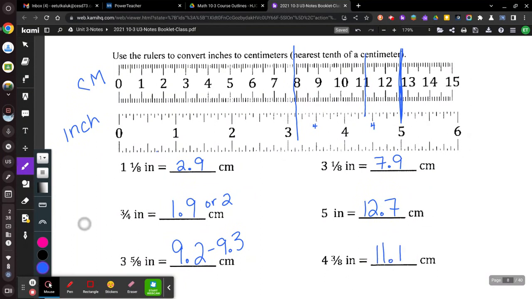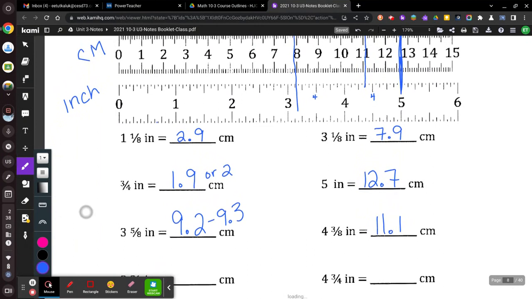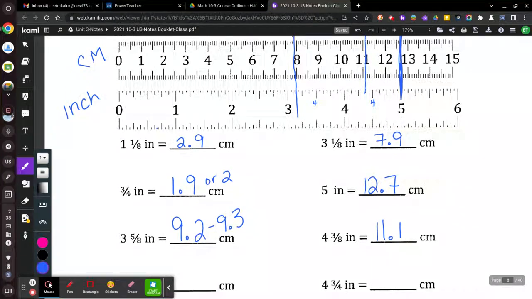All right, the last two. 3 and 7 out of 8. So 3 and 7 out of 8, that's right here, right before the 4. Well, that's going to give me about a 9.8, actually a 9.7 to 9.8. I just draw really bad. I curve to the right a bit. 9.7, 9.8, 9.9 in there somewhere.